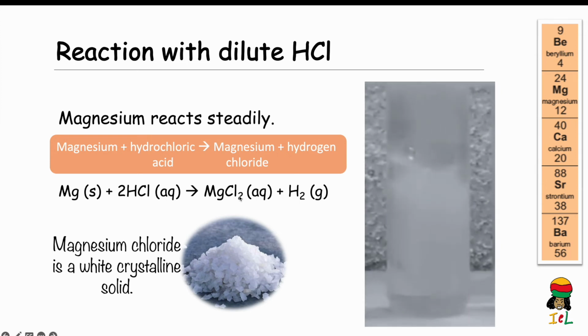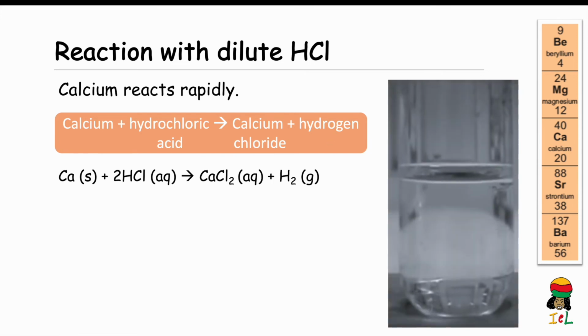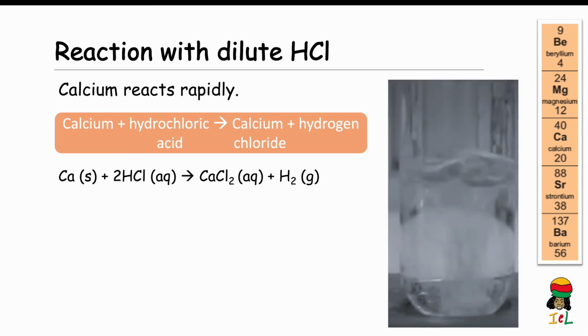The reaction between calcium metal and hydrochloric acid is rapid, as shown in the looping video to the right of the screen. The products of the reaction are the colorless solution of calcium chloride and hydrogen, which is a colorless gas. Calcium chloride is a soluble salt, therefore it dissolves in the water within the reaction mixture to form the aqueous solution, hence the state symbol AQ for aqueous.